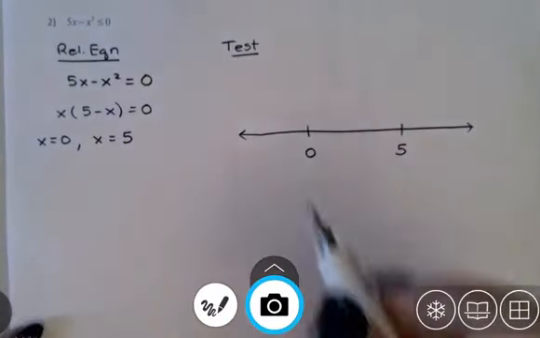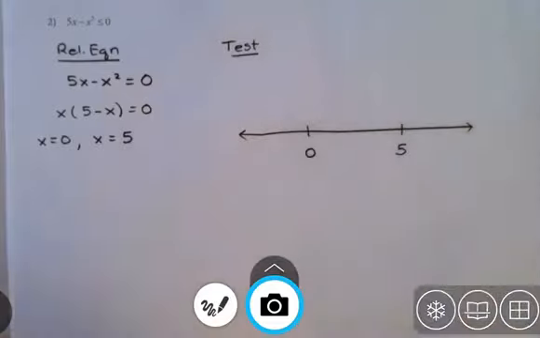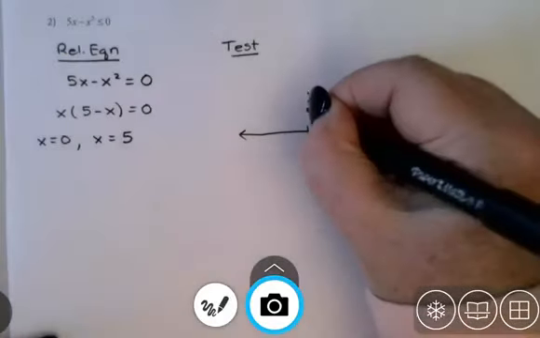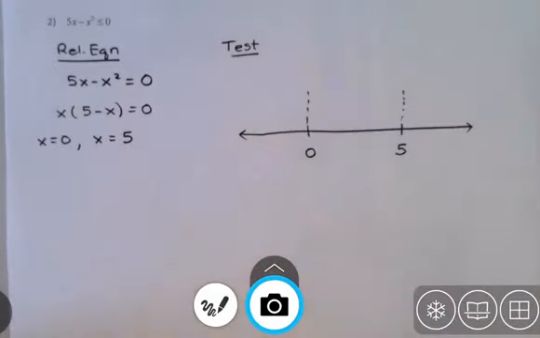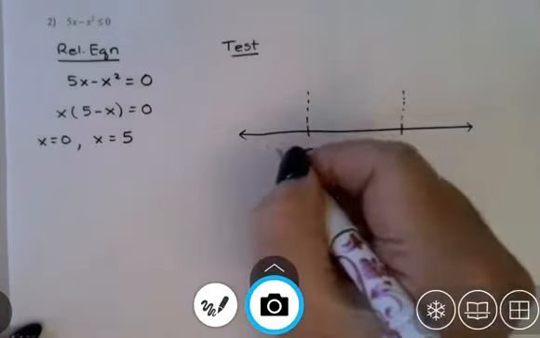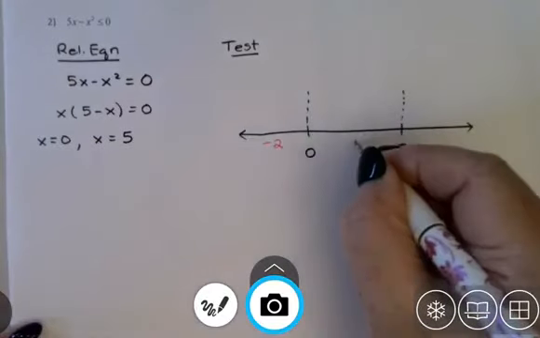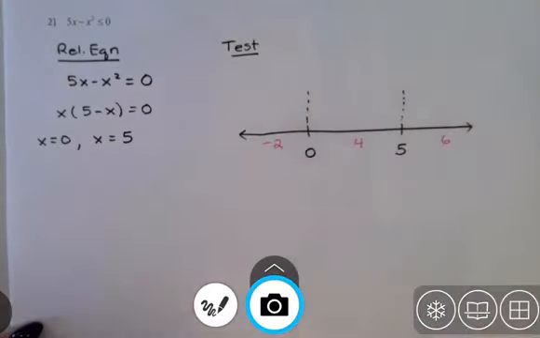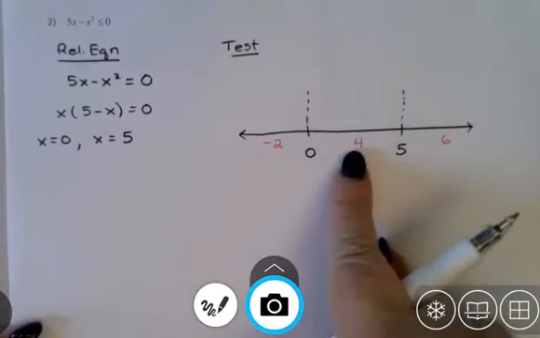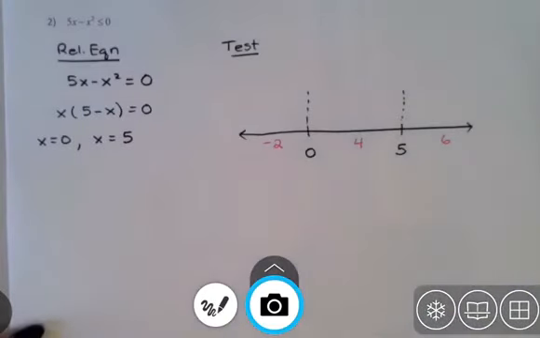And I do need, again, 3 test values, 1 in each section that my solutions split my inequality, my number line, up into. So let's see. Let's go with maybe negative 2. I'm going to go with 4 and 6. Again, you can pick any values as long as they fit into the intervals.